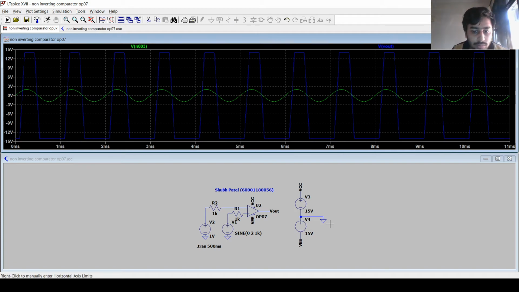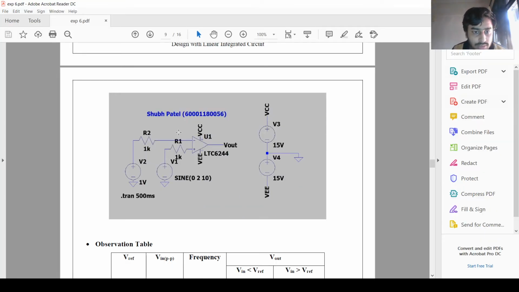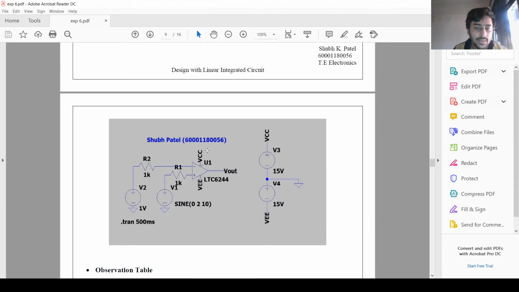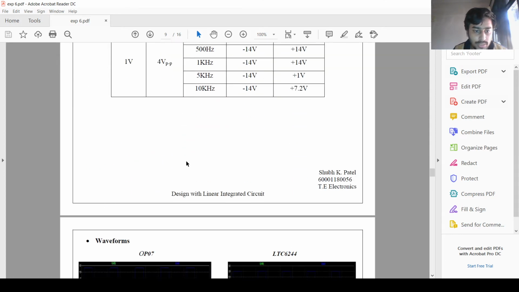Let us move to the PDF again. So this is the schematic of the non-inverting comparator using op-amp LTC6244. Here we have replaced op-amp OP07 with LTC6244. So let's check its performance.